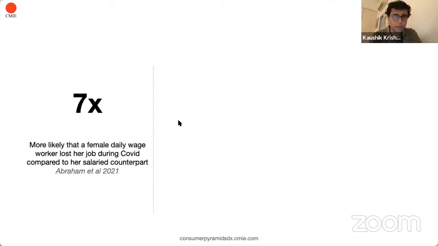Earlier, I think this week or perhaps last week, a paper written by Rosa Abraham, Surbhi Kesar, and Amit Pasole at Azim Premji University has recently been published. They presented this work at our seminar some months ago. One of the big findings that they have is that women daily wage workers were 7 times more likely to have lost their jobs during COVID compared to their salaried counterparts. And this is a very large and startling number.